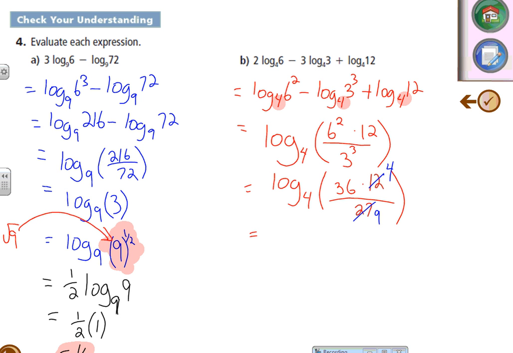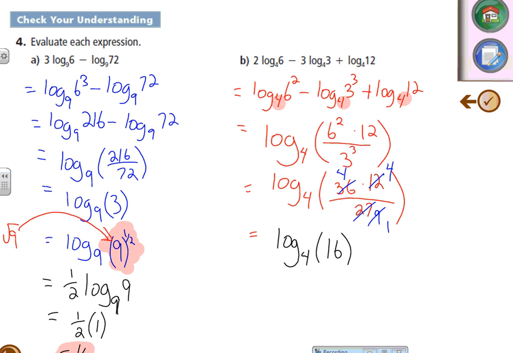But hey, I can divide 36 and 9. Those go nicely together. So let's divide that. 9 divided by 9 is 1. 36 divided by 9 is 4. I'm now left with 4 times 4. We've got log base 4 of 4 times 4, which is 16. But in this next point, we're saying 4 to the what is 16? And I know 4 squared is 16, so my answer is going to be 2.